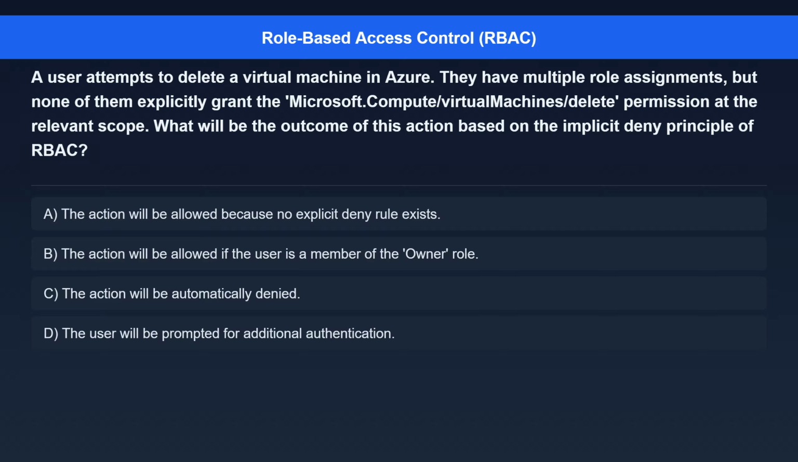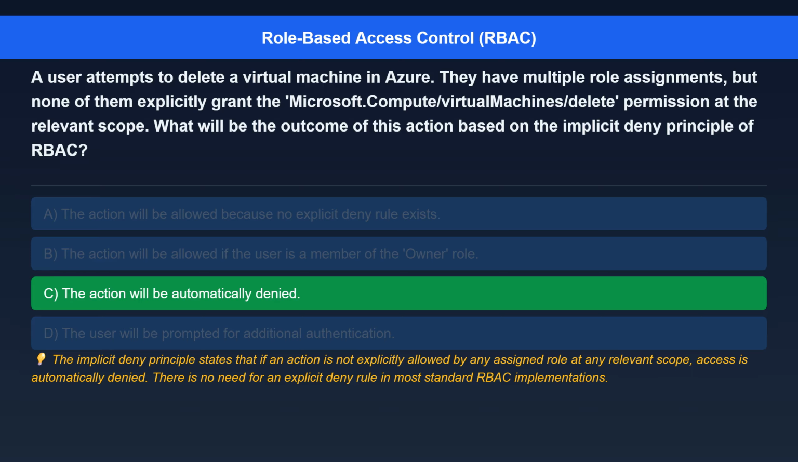Option A. The action will be allowed because no explicit deny rule exists. Option B. The action will be allowed if the user is a member of the owner role. Option C. The action will be automatically denied. Option D. The user will be prompted for additional authentication. The correct answer is C. The action will be automatically denied.